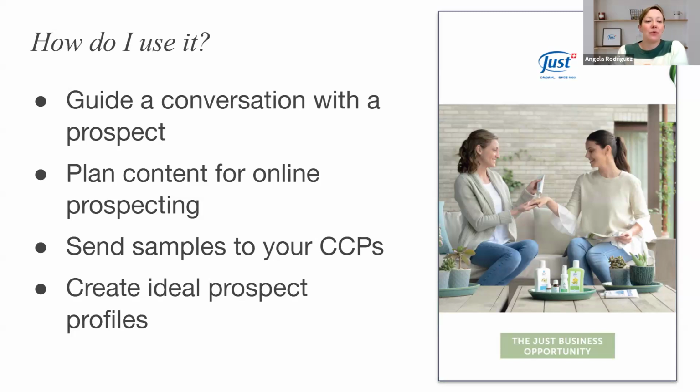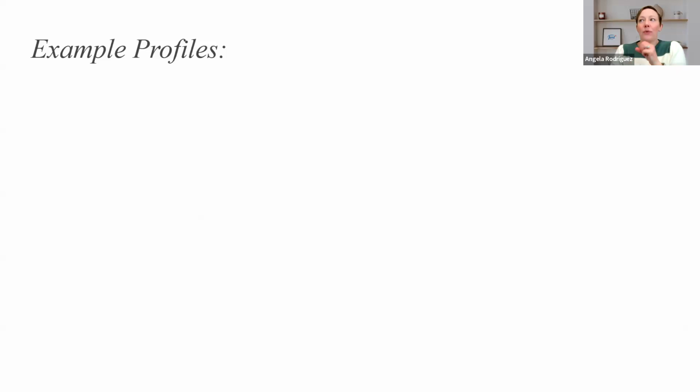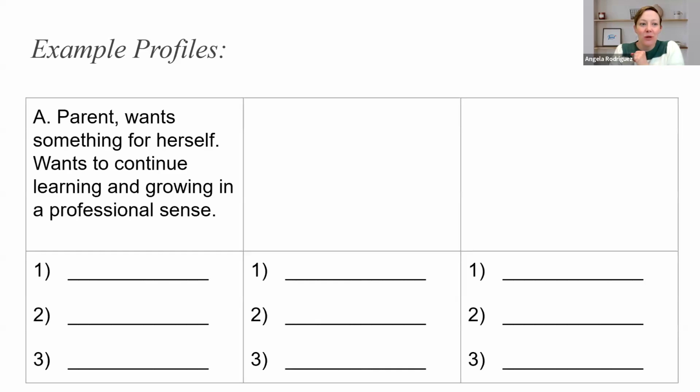So I'm going to show you kind of what that looks like. So let's go over 3 example profiles of different kinds of people and their needs that might be interested in doing what we do. So let's say person A, right? They're a parent. She wants something for herself. She wants to continue learning and growing in a professional sense. This person was very much me when I decided to be a stay-at-home mom for a few years. I was like, I don't want to lose my professional brain. I want to keep working, and Used was a great fit for that.